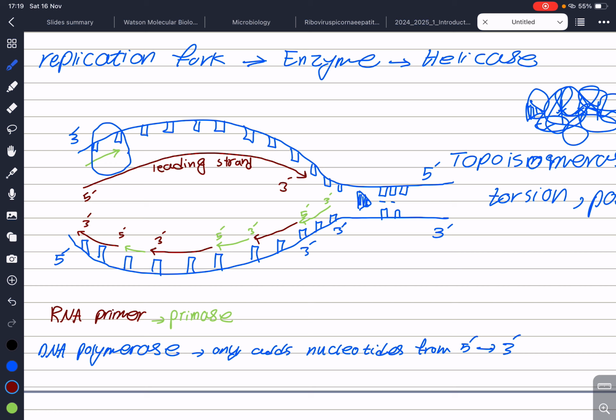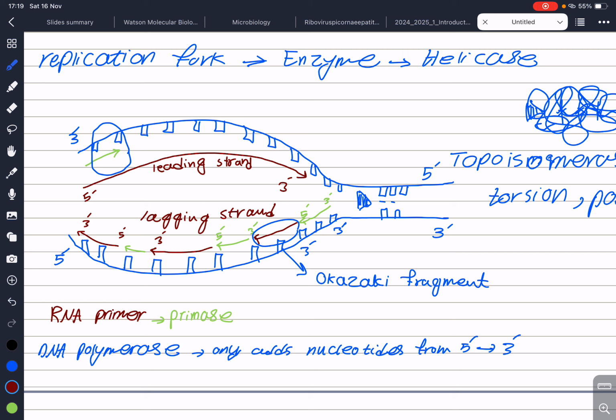Okay, it's not continuous, this is a discontinuous kind of replication, and each section that the DNA polymerase made, we call an Okazaki fragment. And we call this strand the lagging strand. Okay?